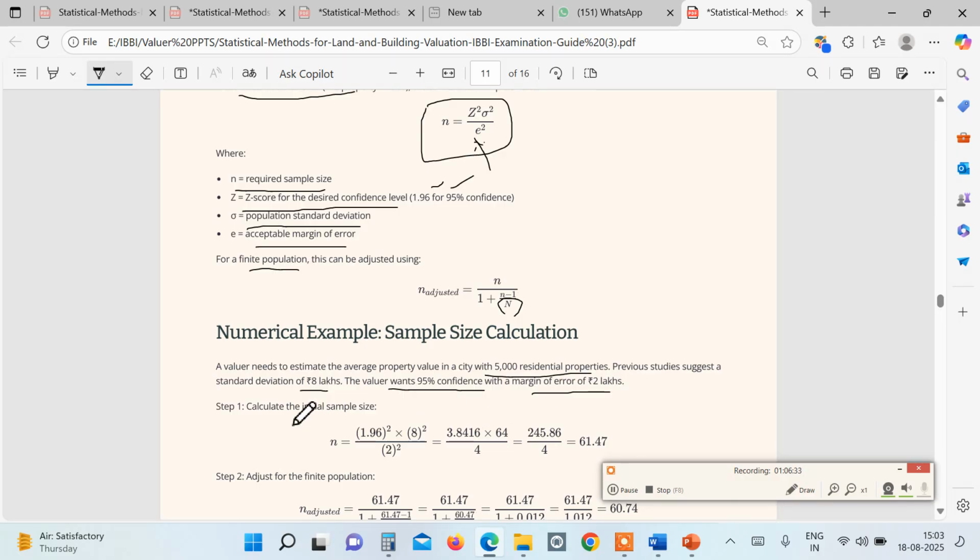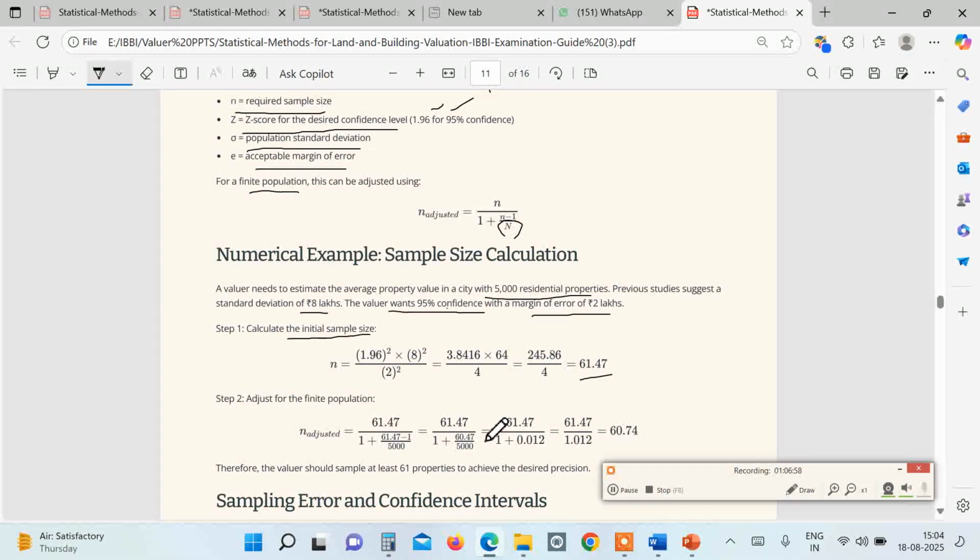First we calculate the initial sample size. So you know the formula is n equals z squared, which is 1.96 for 95% confidence, multiplied by sigma squared, which is 8 lakh standard deviation, divided by margin of error E squared, which is 2 squared. You calculate it, it is 61.47. So this is the initial sample size. Then for the finite population, how can you adjust it?